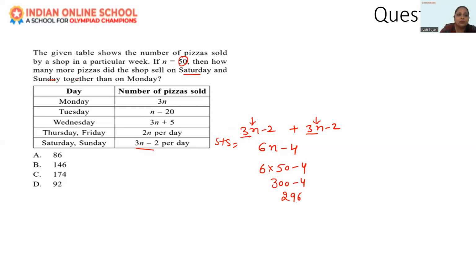You have to do the comparison with Monday. So how many pizzas were sold on Monday? Monday is 3n. So it means 3 into 50. That's 150. Now you have to find how many more pizzas. It means you have to do subtraction. 296 minus 150. So you are getting 146. That will be your answer. Okay. So move to the next question now.